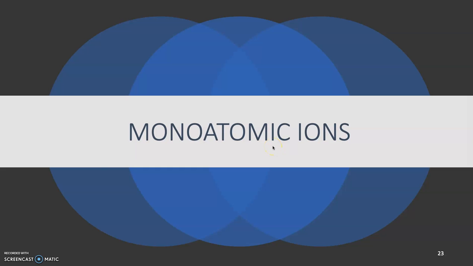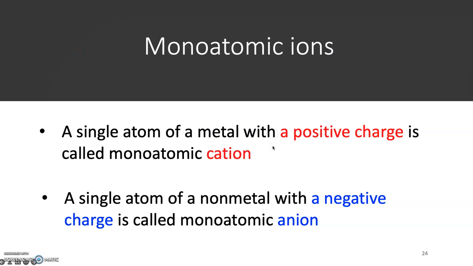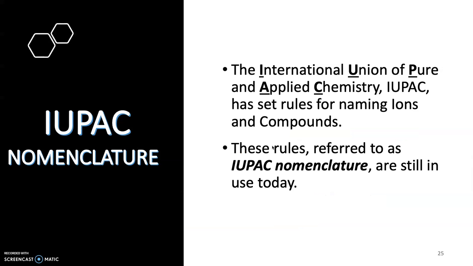For this video lecture, I want to go over the monoatomic and polyatomic ions. So first, let's talk about monoatomic ions. A single atom of a metal with a positive charge is called a monoatomic cation. On the other hand, a single atom of a non-metal with a negative charge is called a monoatomic anion.